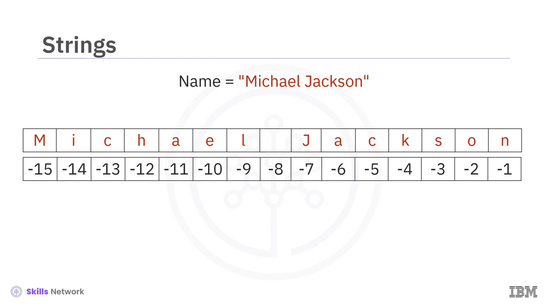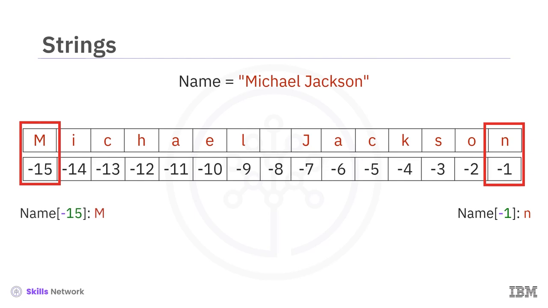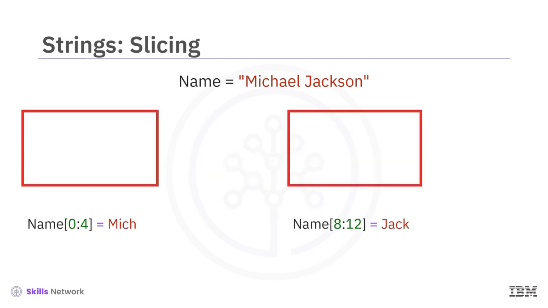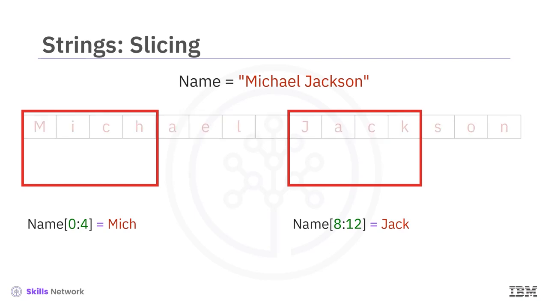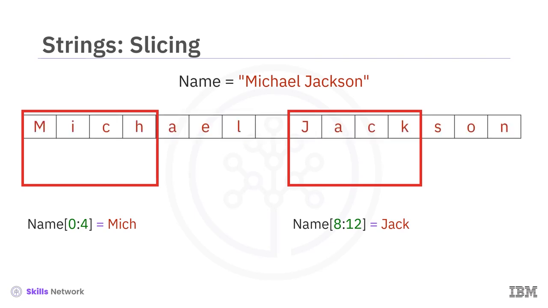We can also use negative indexing with strings. The last element is given by the index -1. The first element can be obtained by index -15, and so on. We can bind a string to another variable. It is helpful to think of a string as a list or tuple.